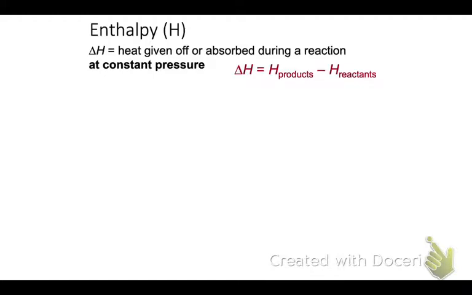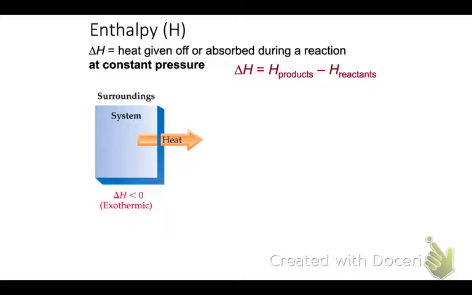Delta H, now in a reaction, what is final and what is initial? Final is the product and initial are the reactants. So if I have the potential energy of my products and the potential energy of my reactants, the difference between them is the change of the reaction.